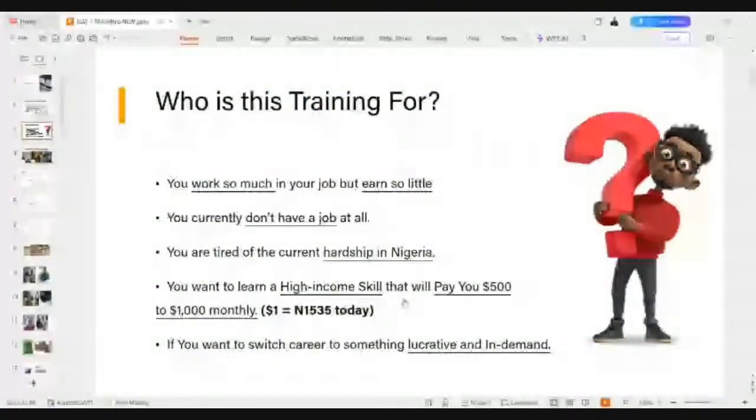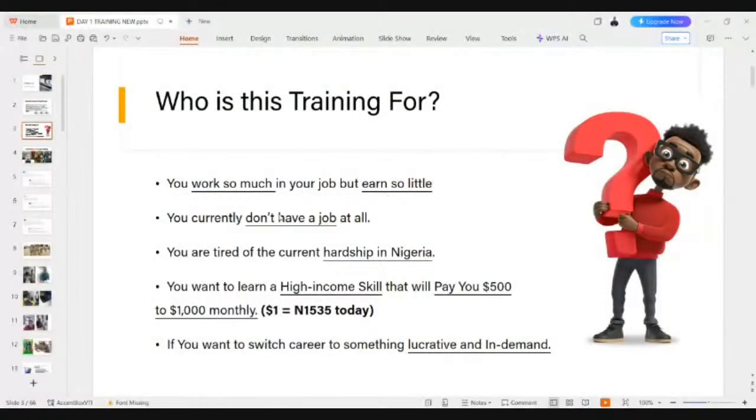If you are working very hard, I'm not saying to resign from your job yet, but I had to take that bold step to resign. And of course, it paid off eventually. So if you are working very hard and you get rewarded so little, this training is for you.